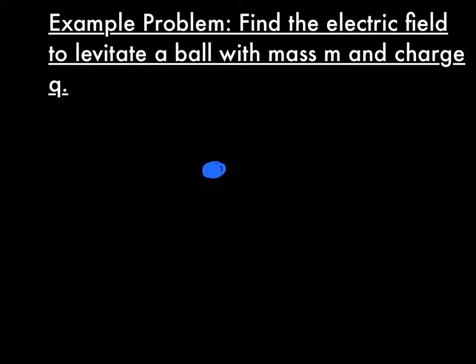One more example. In this case we've got a ball and it's levitating, so it's balancing. There's some electric field, so let's put the electric field this way. You know that gravity is pulling down, and you've got some electric force pushing it up.